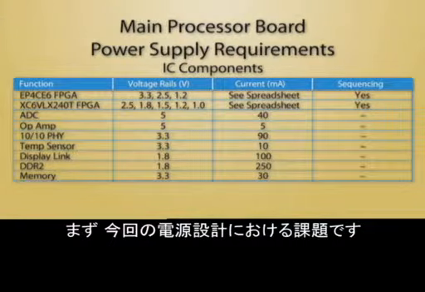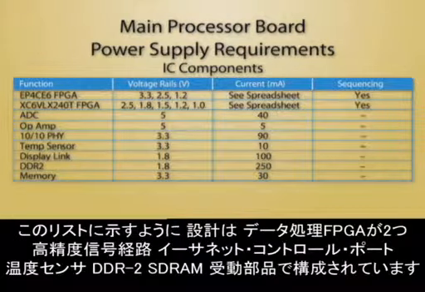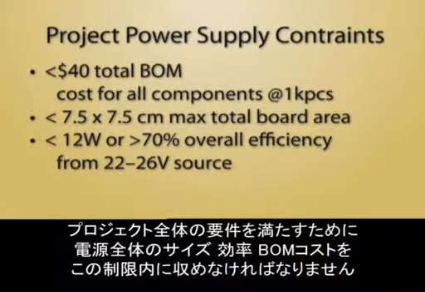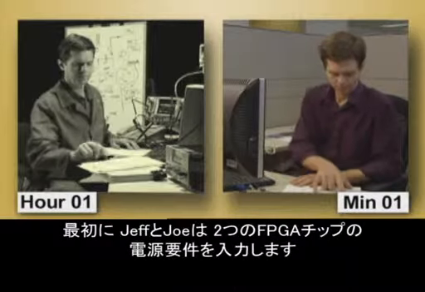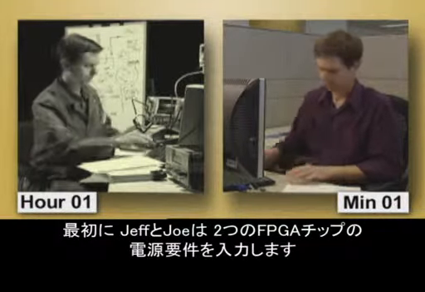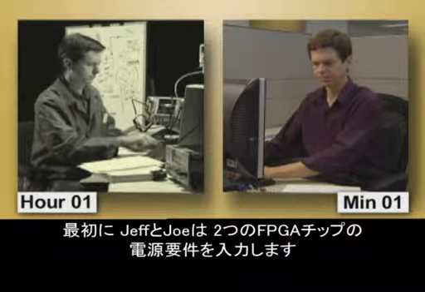Let's take a look at the real-world power supply design problem. The design consists of two data processing FPGAs, a precision signal path, an Ethernet control port, a temp sensor, DDR2 SDRAM, and passive elements as seen in the list. To meet the overall project requirements, the complete power supply needs to stay within these boundaries for size, efficiency, and budgetary BOM cost. First off, both Jeff and Joe enter the power demands of the two FPGA chips.